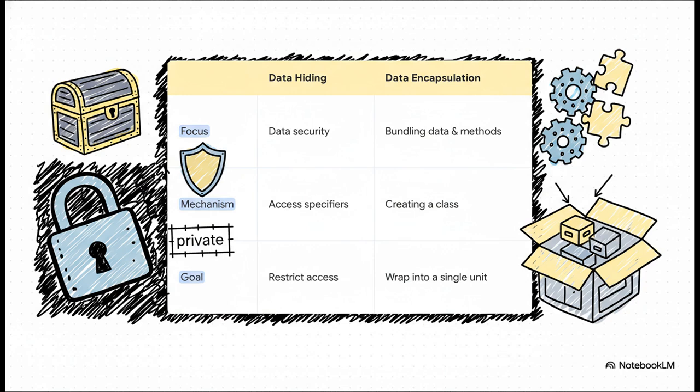Now, people get data hiding and encapsulation mixed up all the time. So let's clear this up once and for all. This table nails it. Encapsulation is the act of bundling everything together into that class. Data hiding is the technique of restricting access to the data inside, usually with that private keyword. So think of it this way. Encapsulation builds the box, and data hiding puts a lock on it.